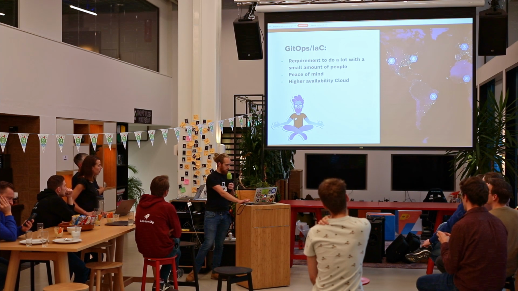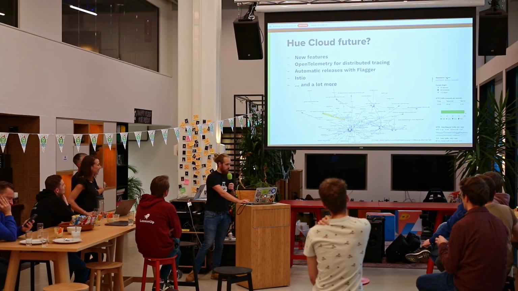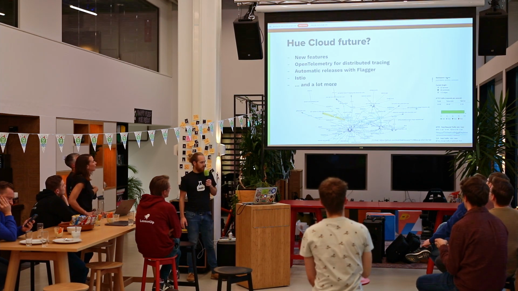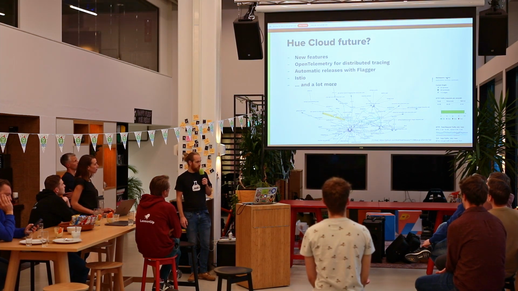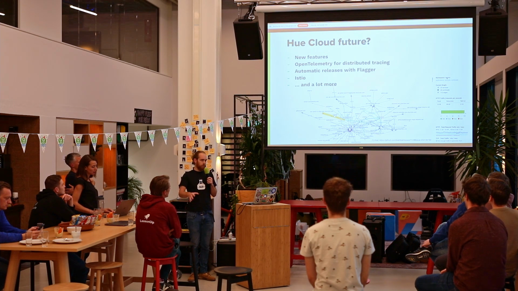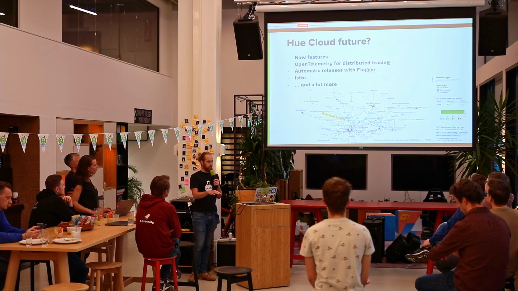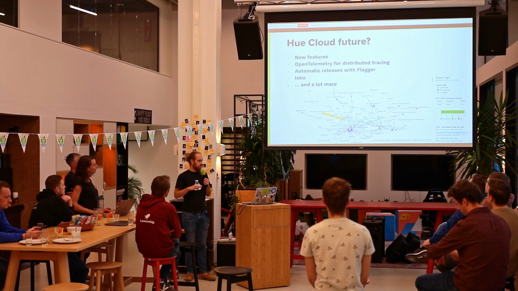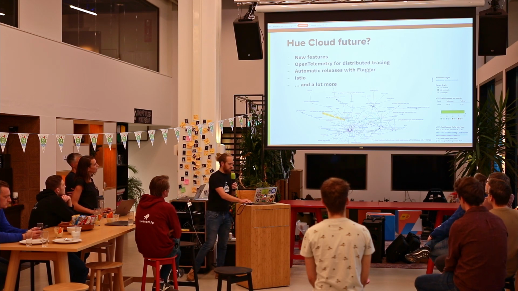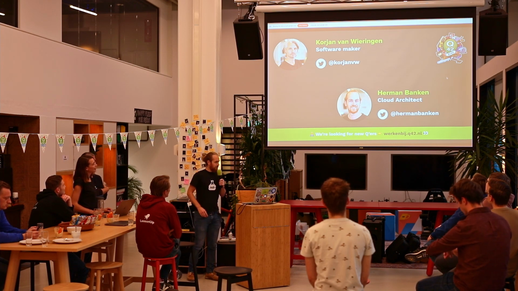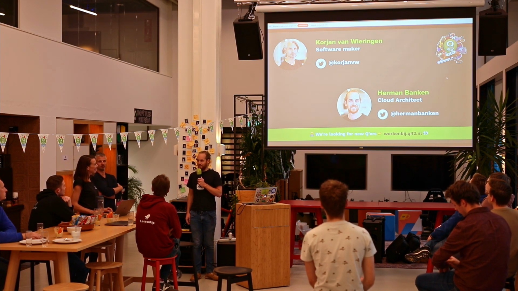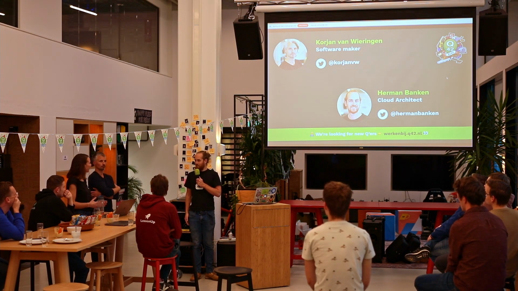More clusters. So in the future, we're working on new features, and we might investigate stuff like OpenTelemetry for distributed tracing, and automatic releases with Flagger. I did mention that we have multiple clusters, but you might want to do a staged rollout. Stuff like Istio to make a global service mesh, and a lot more nice stuff. And if that sounds interesting and you are excited about those things, then you can go to that website. I think that's it. If there are any questions, cool, I'd love to hear them.